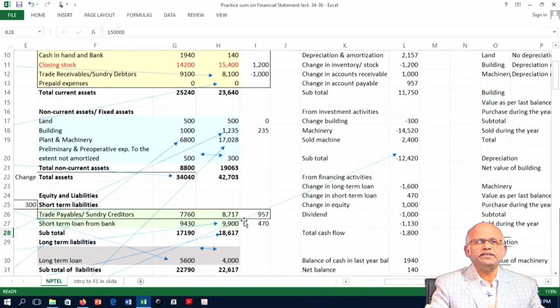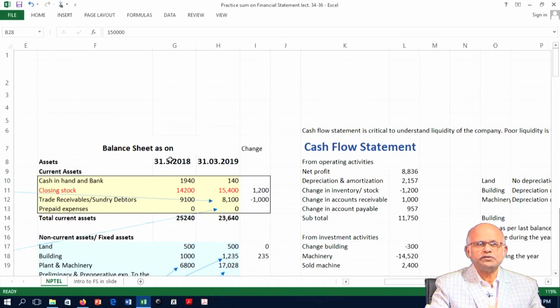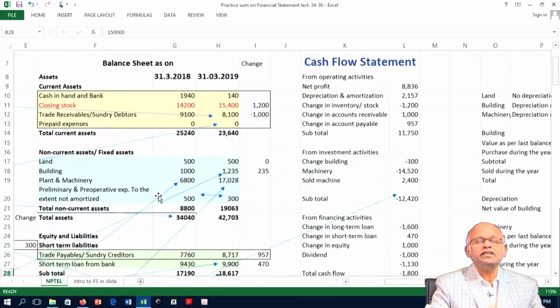The balance sheet is right here. It started on 31st March 2018, and you have to see whatever is the closing inventory that you could not sell. That will remain in the current assets: cash in hand, closing stock. So, closing stock as on 31/3/2018 was 14,200. This should come as the opening stock of the current year. When you are estimating the goods that you consumed during the current year, you have started your business with some opening stock. The previous year's closing stock is this year's opening stock.